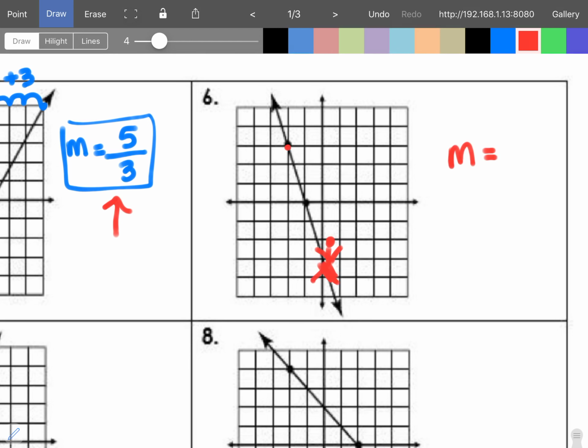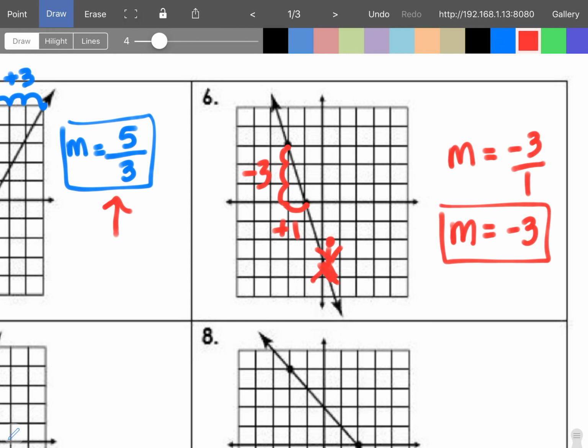How do we get from this point to this point? Well, let's go down 3. So we're going down 3. That's a negative. Now we're going over a positive 1. So what's our slope? Negative 3 over 1. Okay, negative 3 over 1. Now anything over 1 is just itself on the top, right? So my slope is negative 3. Was it negative when we went down on a skateboard? Yeah, we went down the slope, so it should be a negative number.